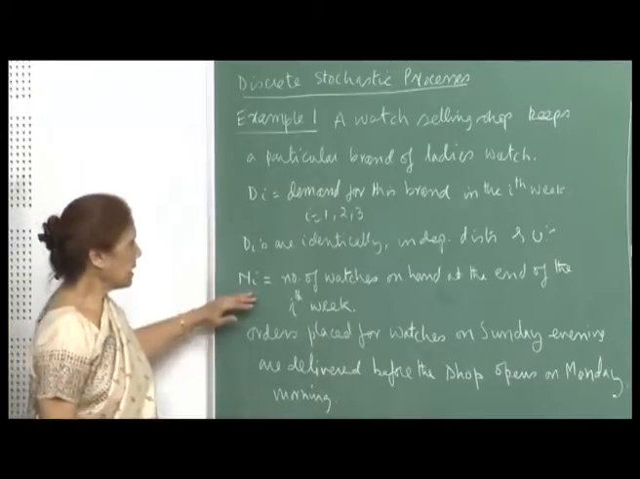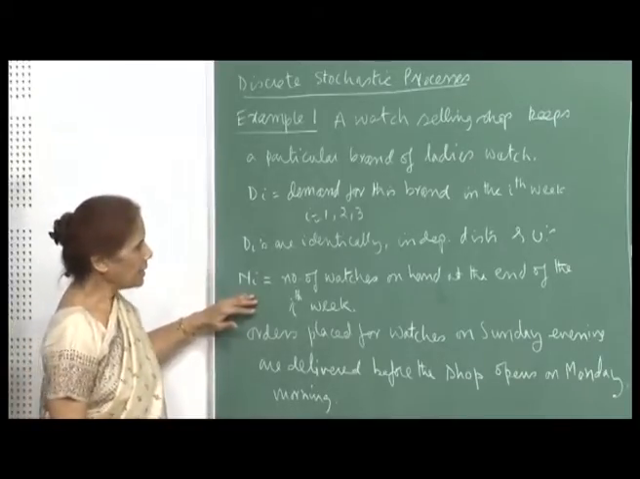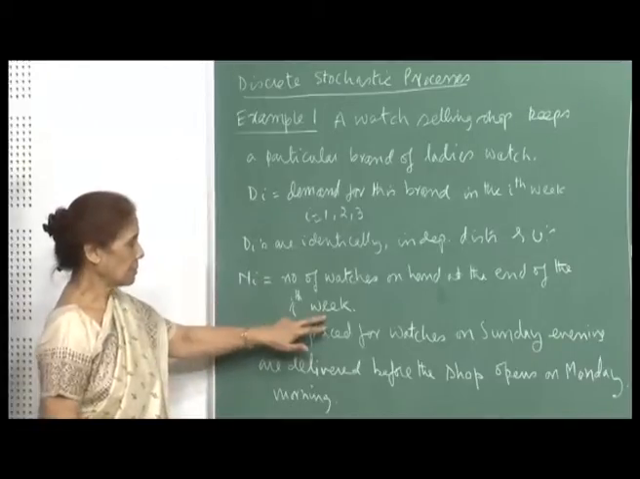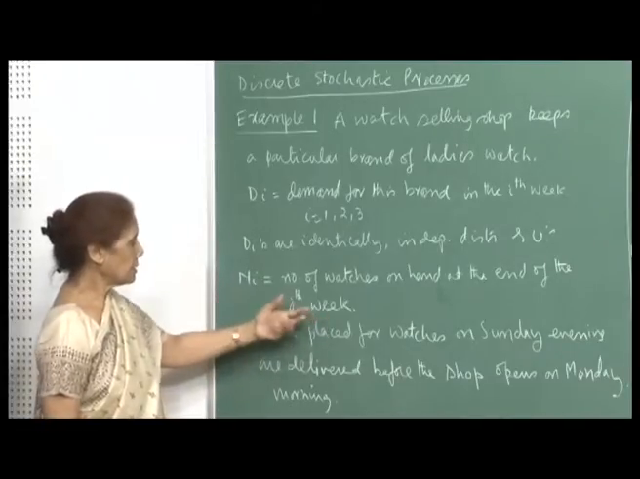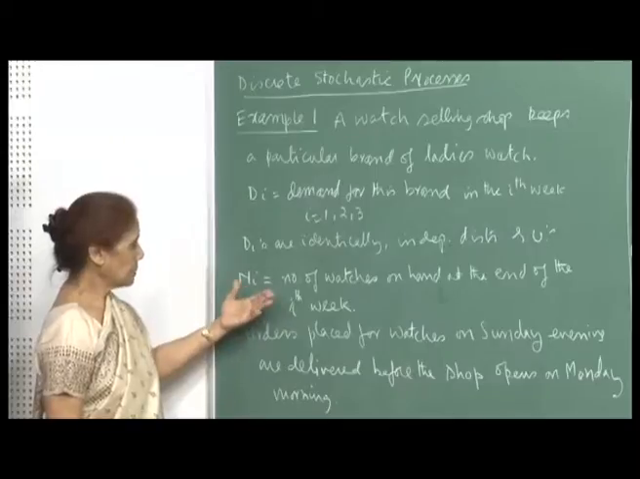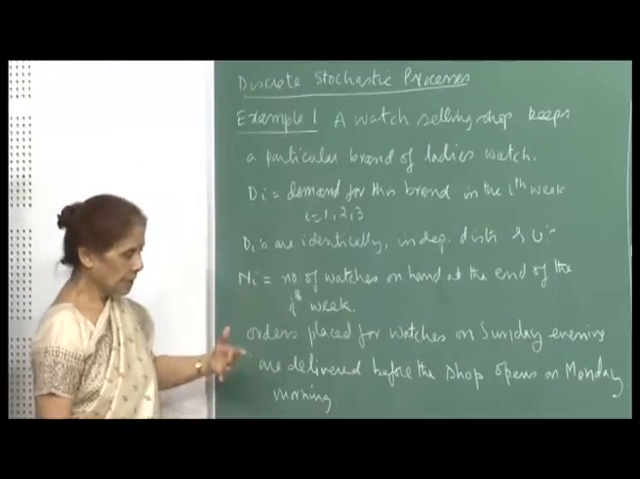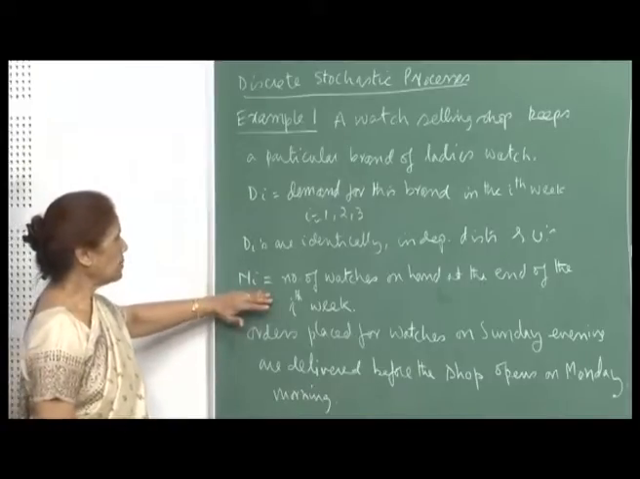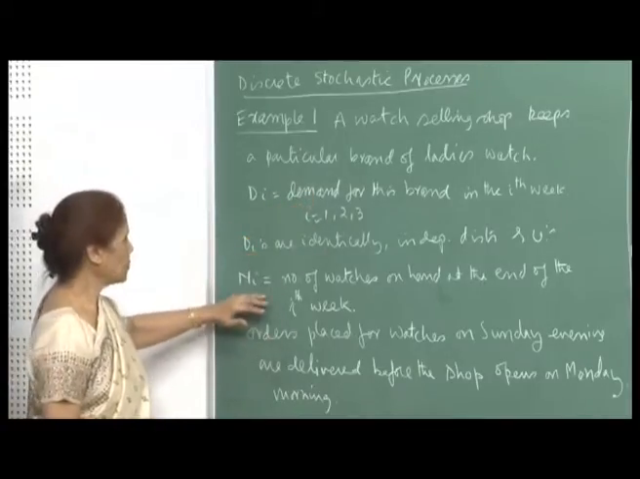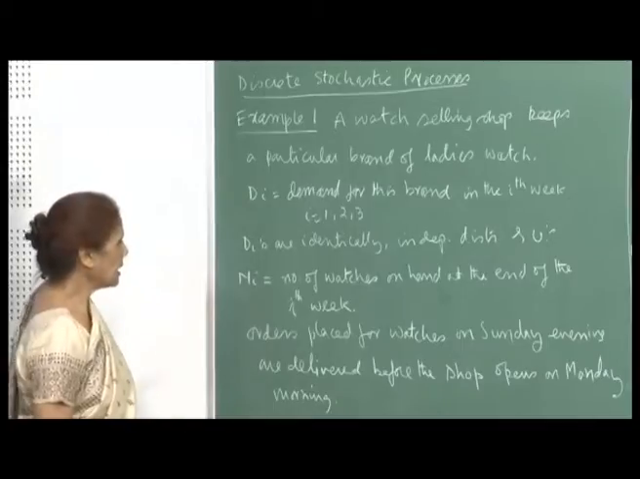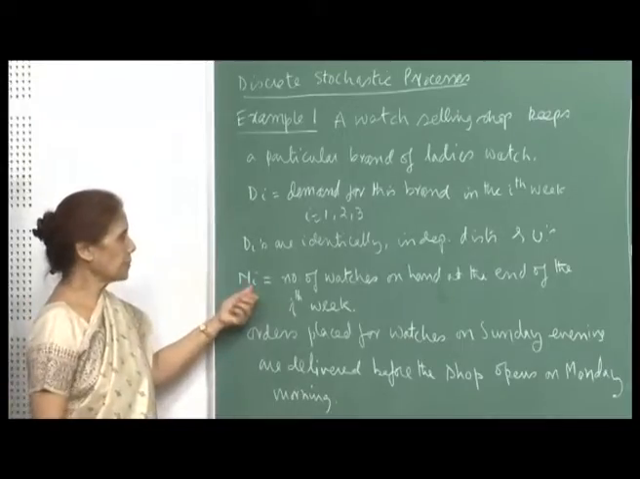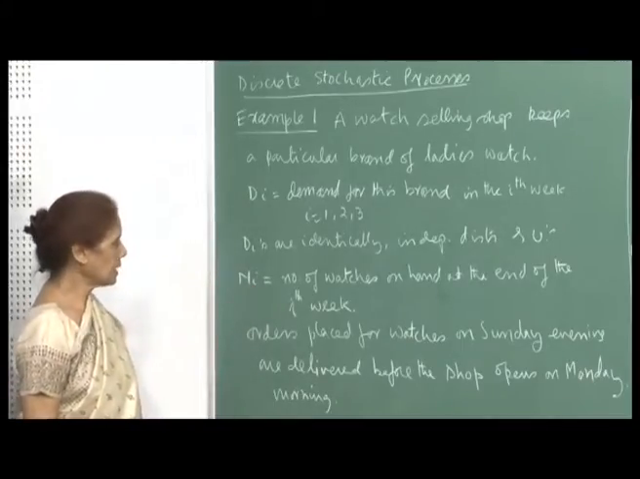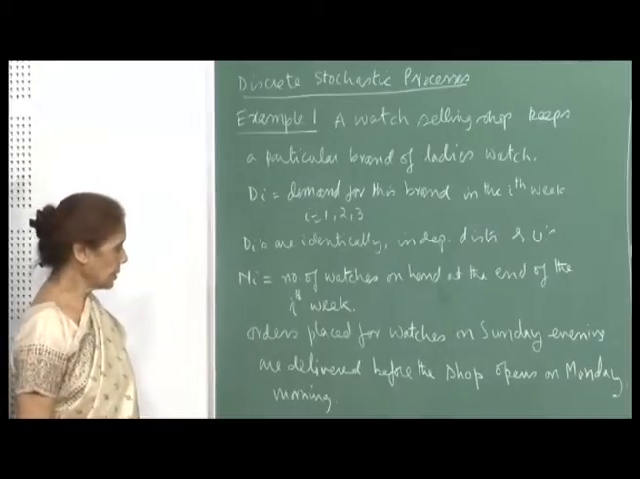Let Ni denote the number of watches on hand at the end of the ith week. So, let us say by Saturday evening the man takes stock of the things that he has on hand, and so Ni will be for the same particular brand of ladies watch. He has Ni of them. So, that means N1 at the end of the first week, N2 at the end of the second week, and N3 at the end of the third week.